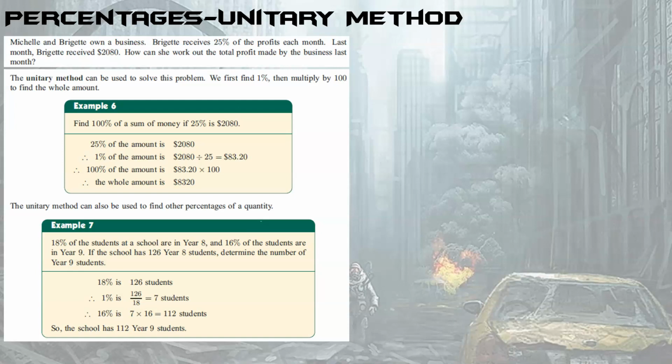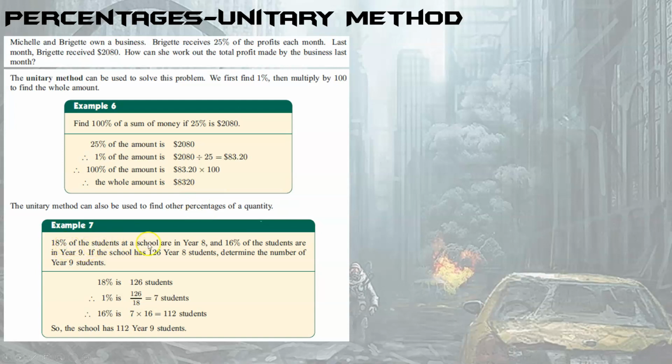So an example of this would be to find 100% of the sum of money if 25% is $2,080. Firstly, we say 25% of this is $2,080. Therefore, 1% is $2,080 divided by 25. We get $83.20. Therefore, 100% of this amount is 83.20 times 100. That means the whole amount is $8,320.